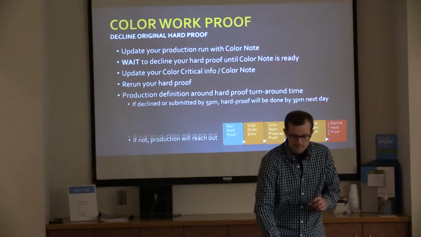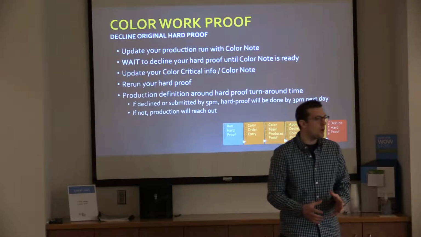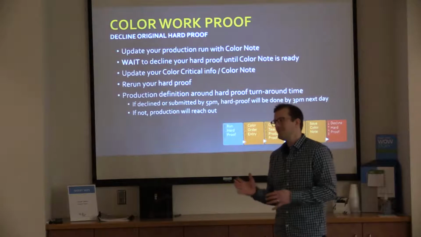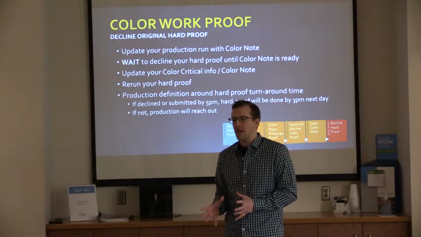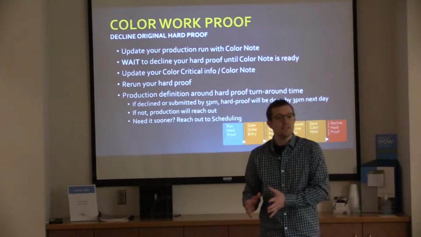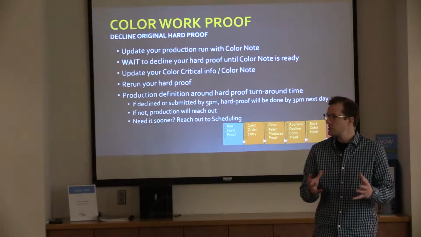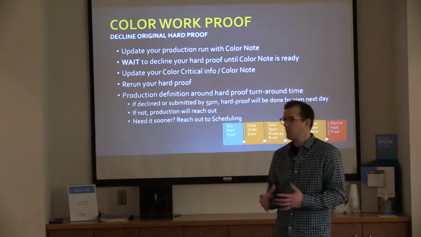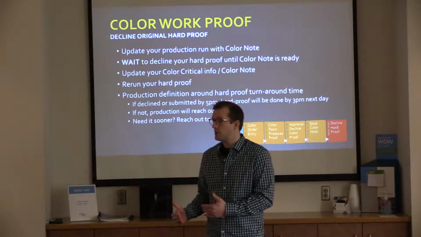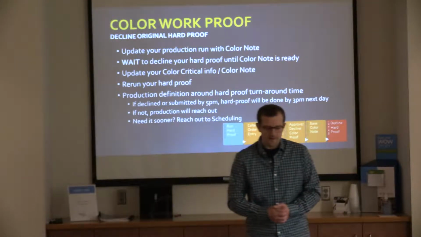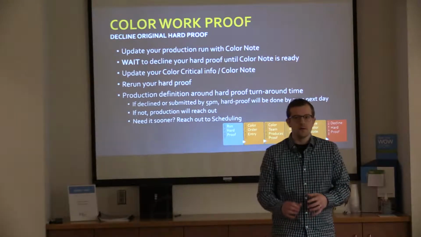But if production can't meet that goal, they're going to reach out to you and say, hey, this one is tricky. We're not going to have it by 3. And if you need it sooner than 3, you need to reach out to production. Because there's always exceptions here at TVG, and we'll make exceptions. So if you need it sooner, say something. All right?